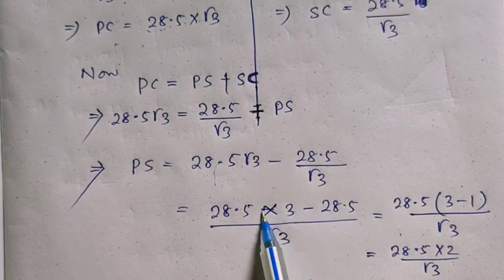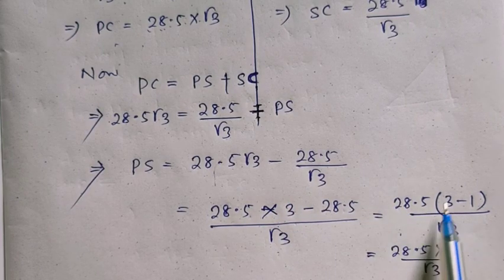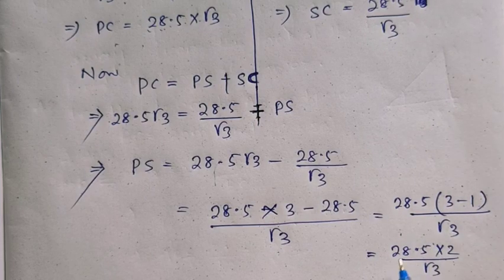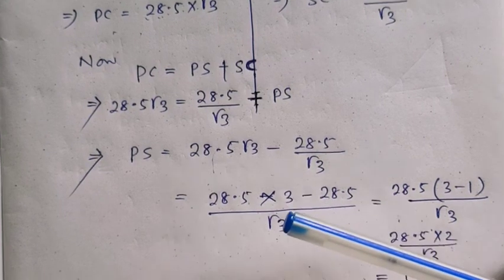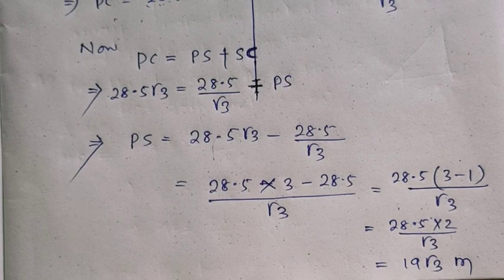Taking 28.5 common from these two, we get 28.5 into 3 minus 1, divided by root 3, which is equal to 28.5 into 2 divided by root 3, that is 19.3 meter. So the boy travels a distance of 19.3 meters, so that the angle of elevation changes from 30 to 60 degrees.